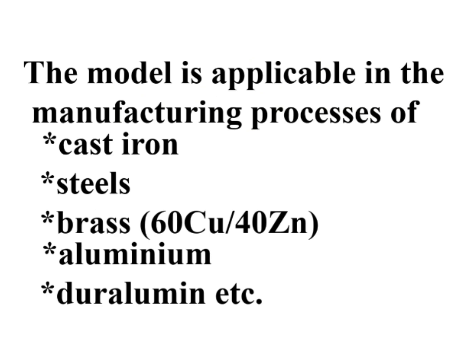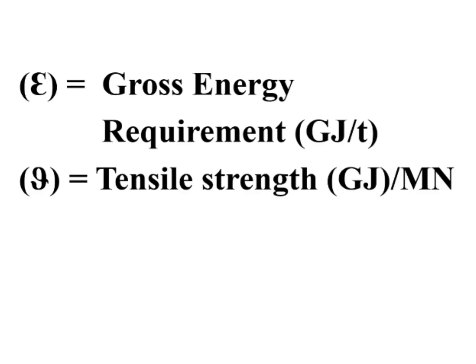Now, this model is applicable in manufacturing processes such as manufacturing engineering materials like cast iron, steels, brass, aluminium, and duralumin. These are materials where this kind of model can be applied, where the tensile strength has a direct relationship with the gross energy requirement. Now, we can see the value of the gross energy requirement measured in gigajoules per tonne, while the tensile strength is measured in gigajoule per meganewton.